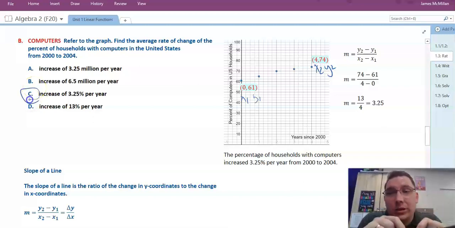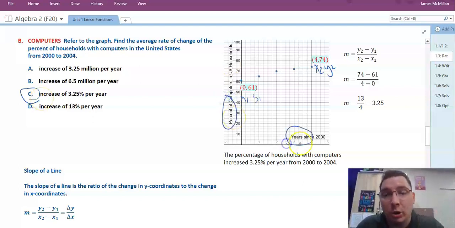Now, some of you might be wanting to choose A here, but go back to what we are comparing. We are comparing the percentage of households over years. And so we've got to keep that ratio, percent over years. Okay? And so let's continue on as we look at the slope of a line.